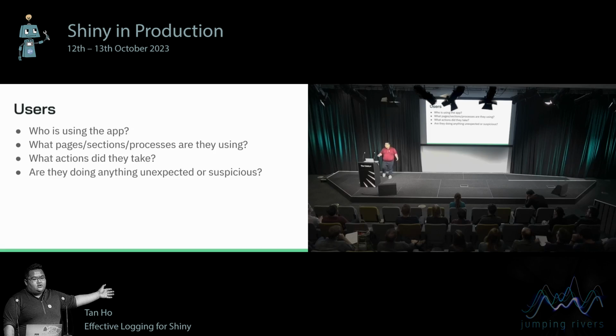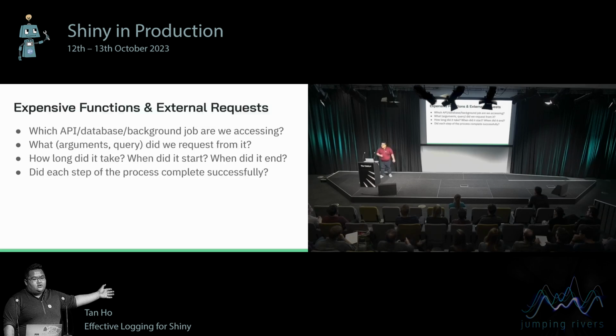Next, we want to talk about users. If we're debugging things, we want to know who's using the app, what pages, sections, or processes they are using, what actions they take, and whether they are doing anything unexpected or suspicious. If you can raise some validation early on, and they're failing their password input 5 times or something, that might not be kosher. Let's put it that way.